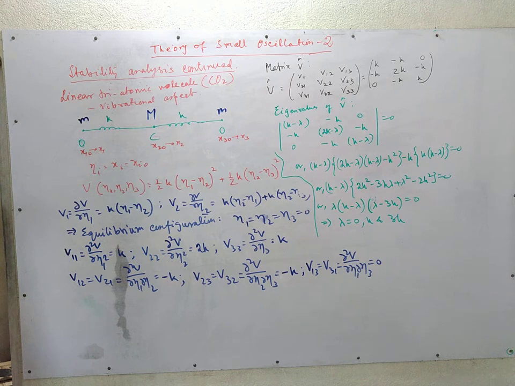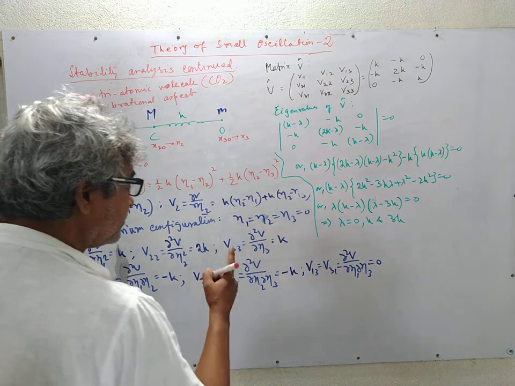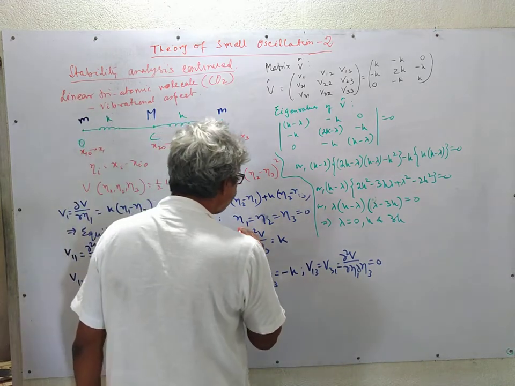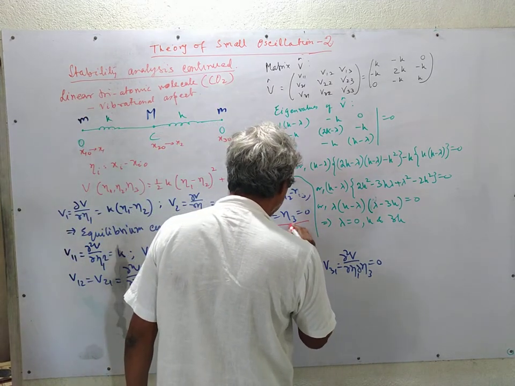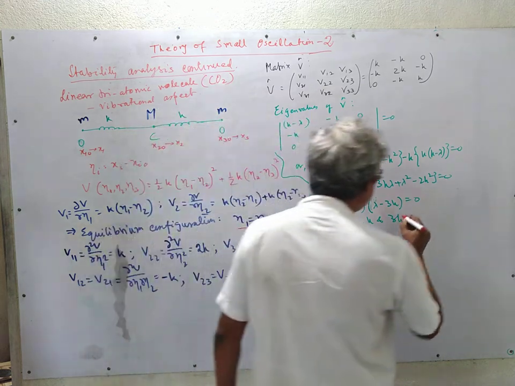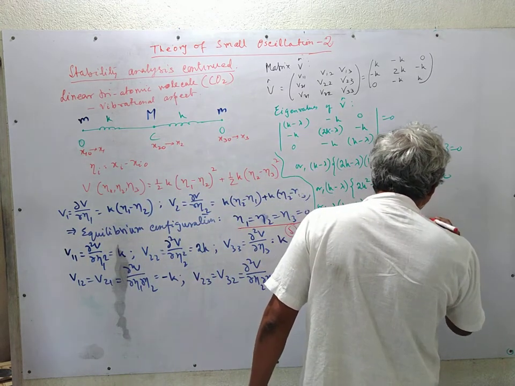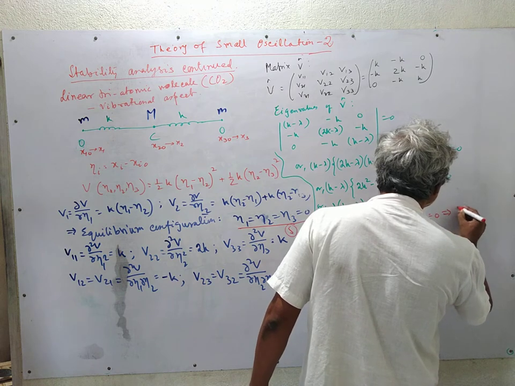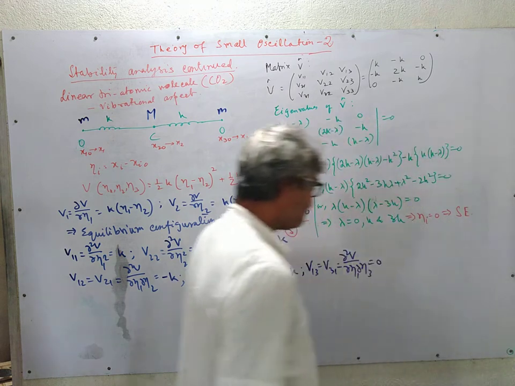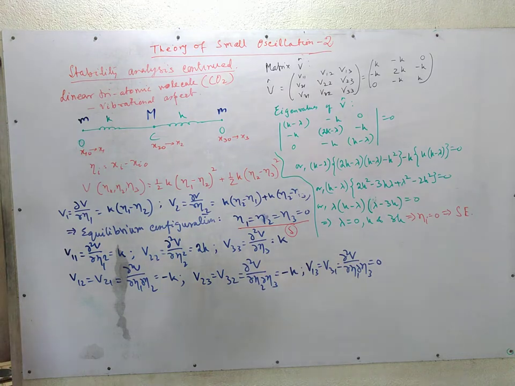So we see that since the eigenvalues are non-negative, the point eta is equal to 1, 1, 1 is a stable equilibrium point. So this equilibrium point is a stable equilibrium point, which denotes that eta i equal to 0 corresponds to a stable equilibrium point. Such types of analysis can be continued for other types of system.